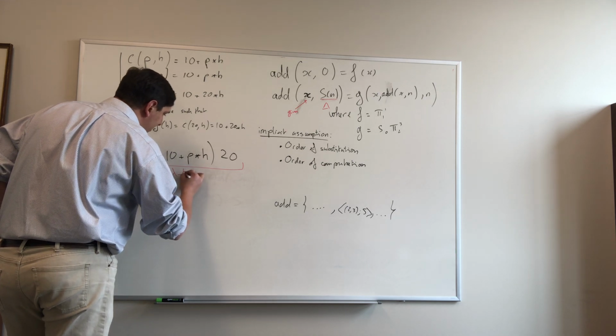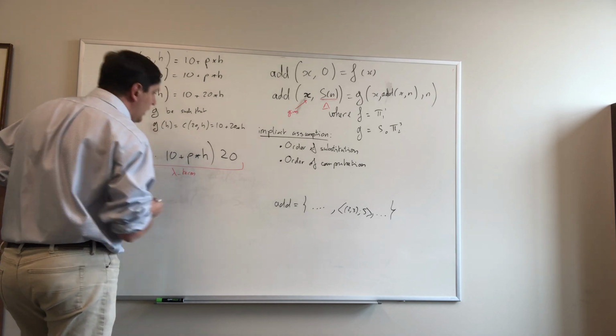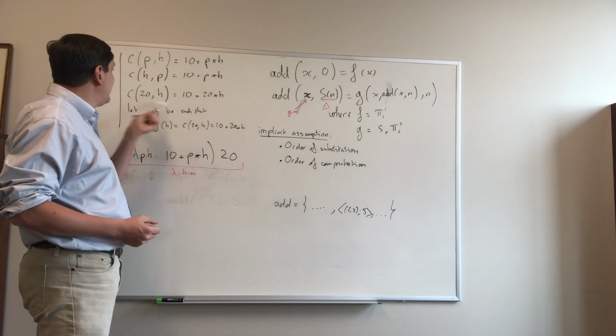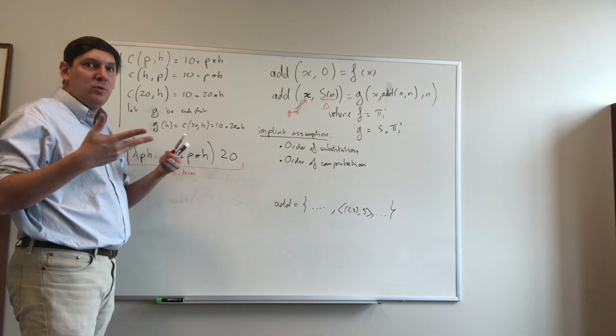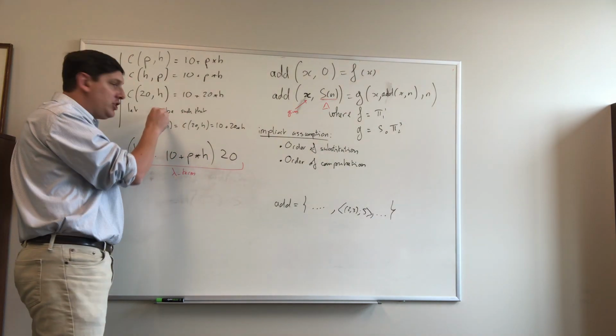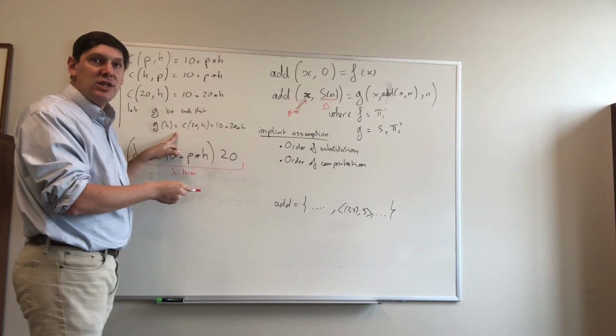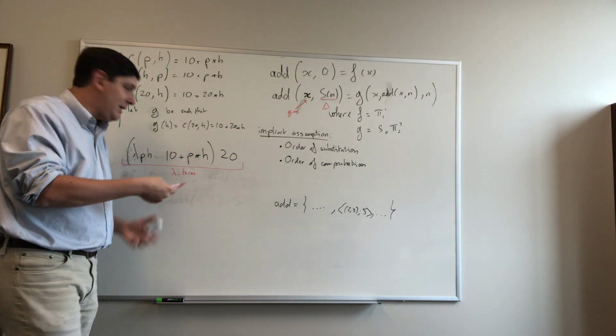That is also a lambda term. Well, here when I replaced by 20, I didn't know whether that is really a function. Well, I need to redefine it. I need to define a new function g. Now let's say g of h equals 10 plus 20 times h. Now I don't need to redefine anything. This is g.